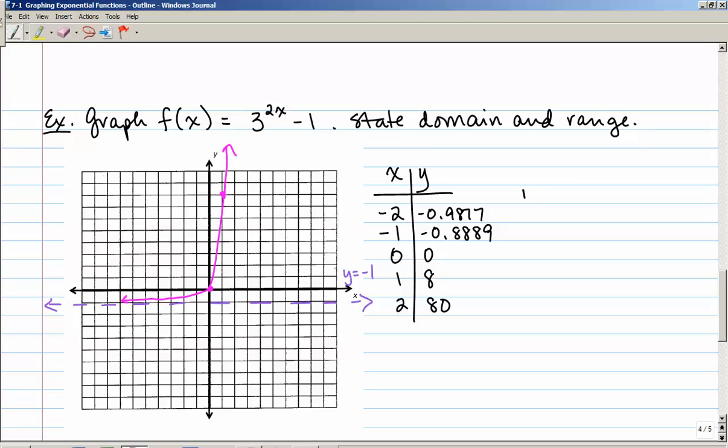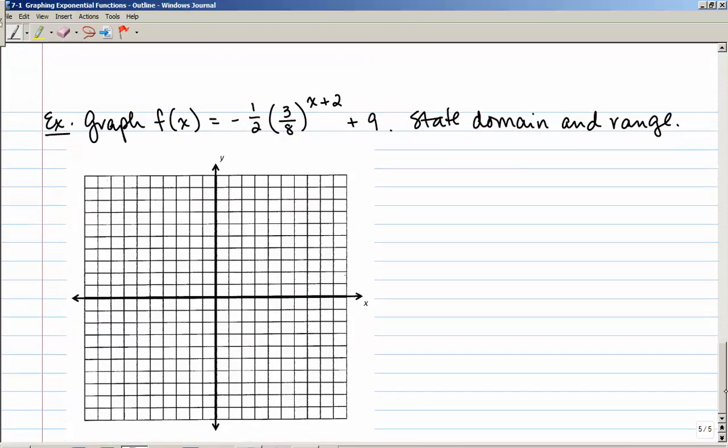So my domain, again, and I think actually for most of these, is going to be all real numbers. And my range, in this case, notice the pink line is completely above the purple asymptote, which is y equals -1. So y has to be greater than -1. Okay, and let's try one more that's really kind of complicated.